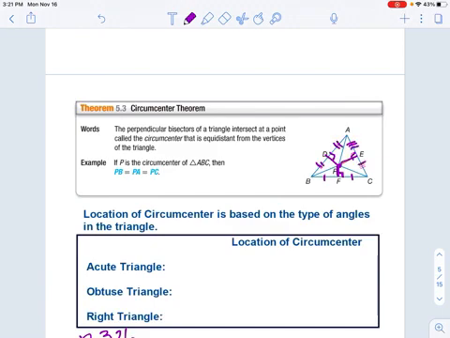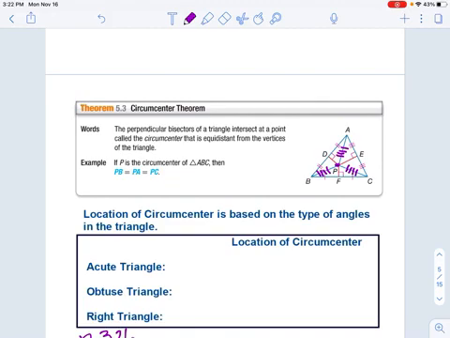If you notice, we have 90, and then we have congruent segments from each larger segment. Using the circumcenter idea, it says that from this point to the vertices is also congruent. So PC is congruent to PB, is congruent to PA. Pretty crazy there. So the location of the circumcenter, like I said, you have a circumcenter in every triangle, is based on the type of angles in the triangle.